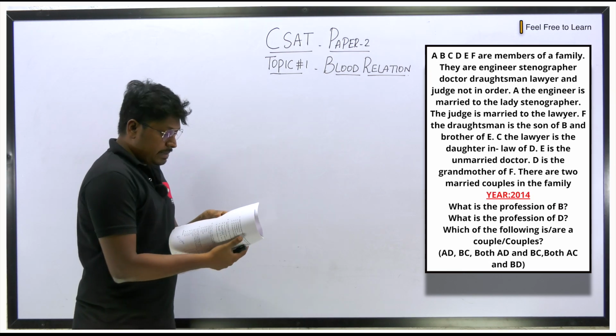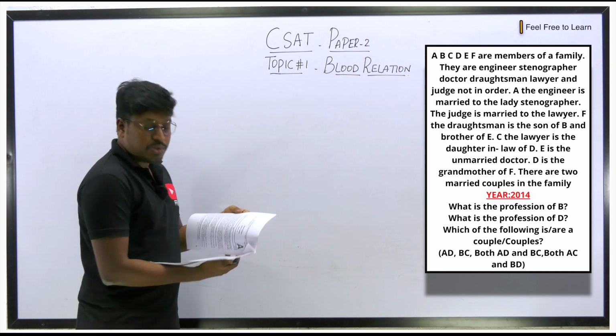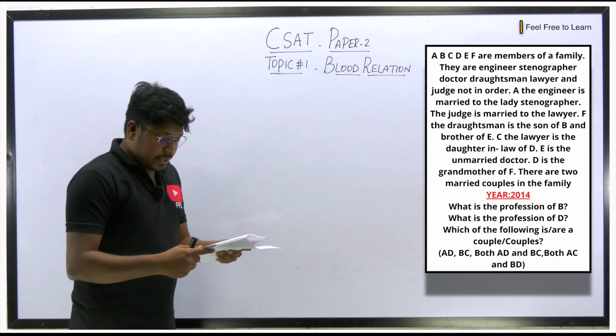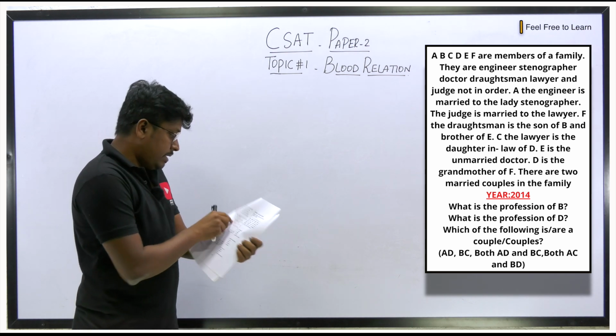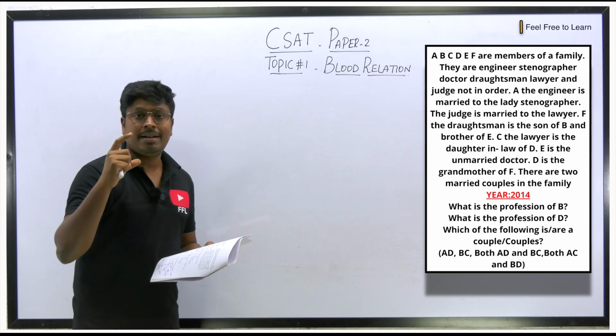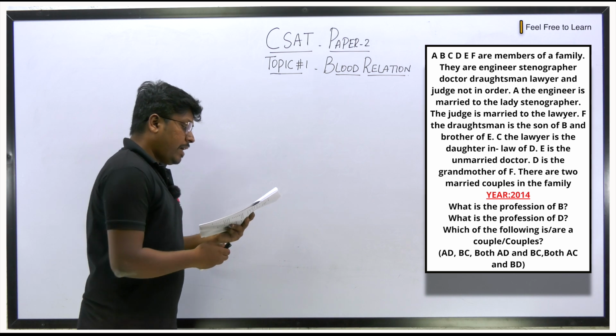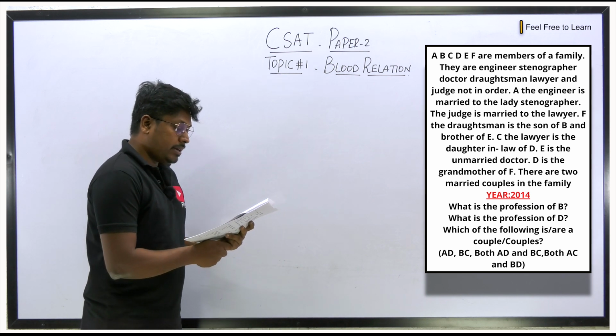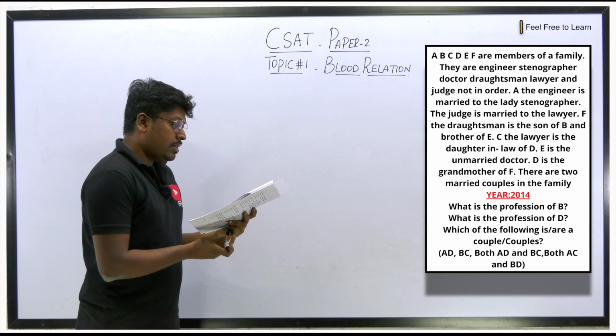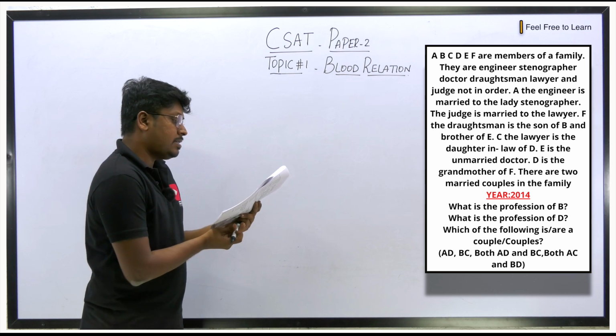So here is the next memory based question. It was asked in 2014, right? So just see here again, how many questions they have asked: 3 questions. They have given a passage, and under that there are 3 questions. So first, A to F are members of a family. There are engineers, doctors, draughtsman, lawyer, judge and stenographer.